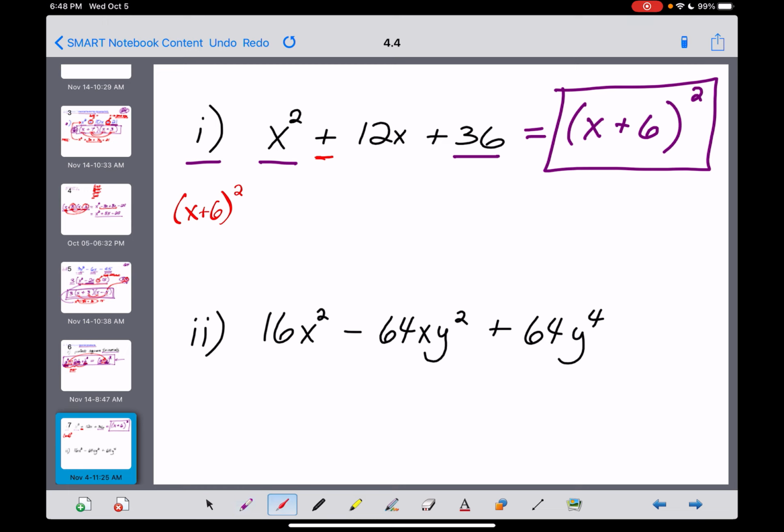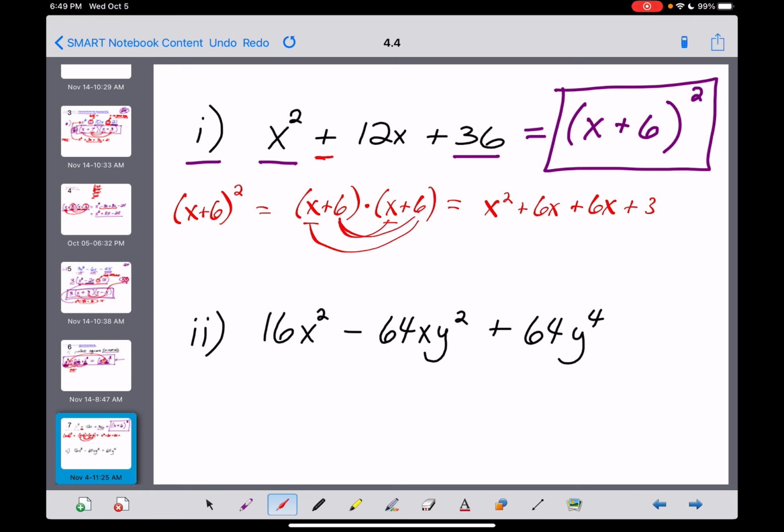Okay, what does it mean to square anything? It means to take the base, x plus 6, and multiply it by itself, x plus 6, and this requires FOIL, everybody. First product, x times x is x squared. Outer product is a plus 6x. Inner product is another plus 6x. The same term happens twice there. And then last product, 6 times 6, is a plus 36. Well, those two 6x's combine to make a plus 12x, and that is exactly the trinomial that we started with. That's how we know that answer is correct.